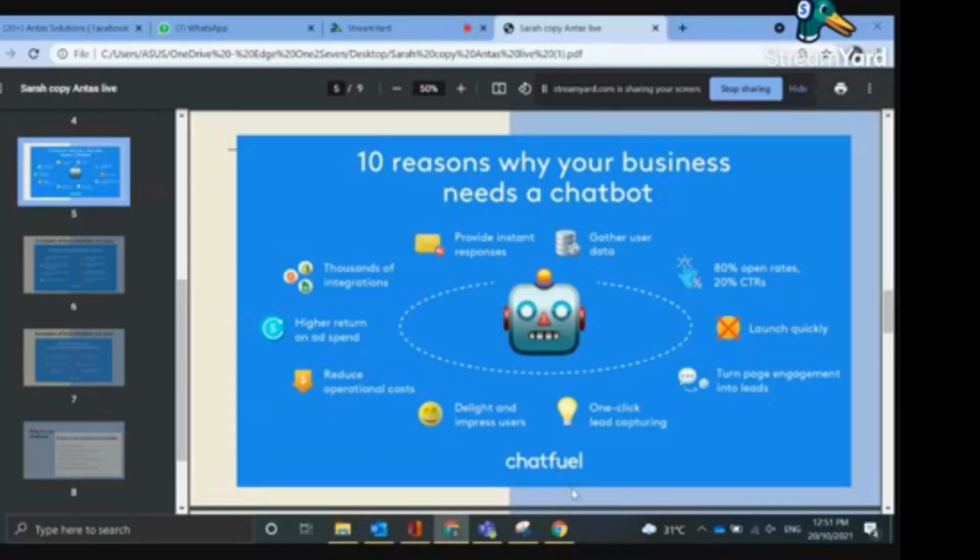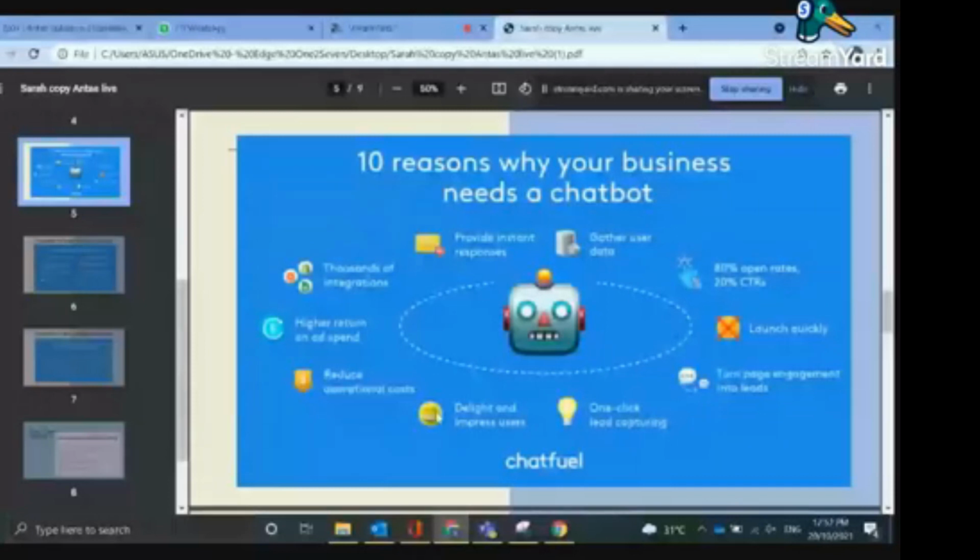So this is a diagram from Chatfuel that explains 10 reasons why your business needs a chatbot. These are some of the benefits that I mentioned just now. You can turn page engagement into leads because, as we mentioned, using buttons and such, you can probe further and find out what exactly they want, and you could also make suggestions based on the queries that they ask on the chat box. Delight and impress users.